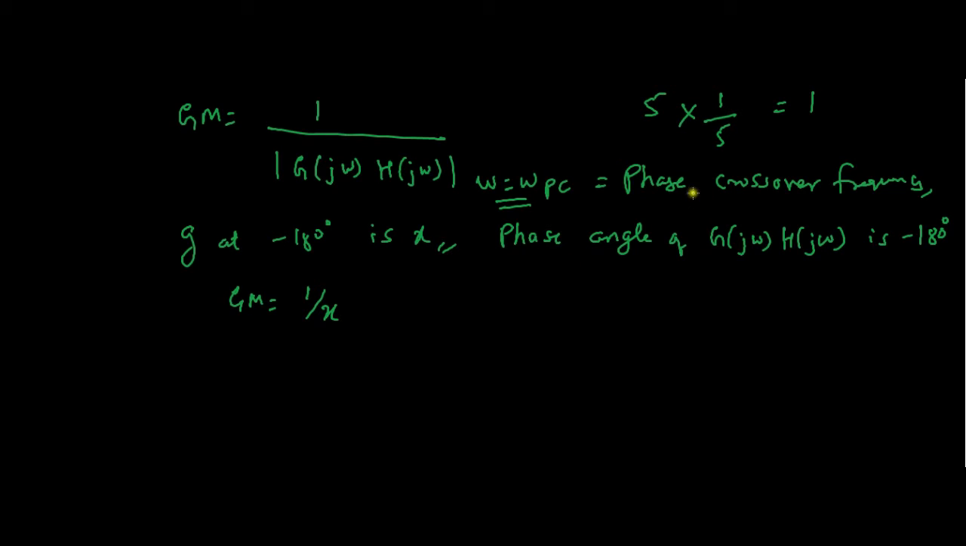So the gain margin is nothing but the gain which needs to be increased or decreased such that the loop gain is unity at this frequency, at this phase angle. Let's see some examples.